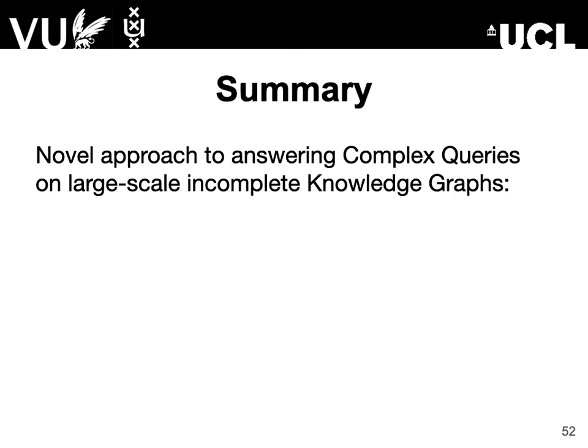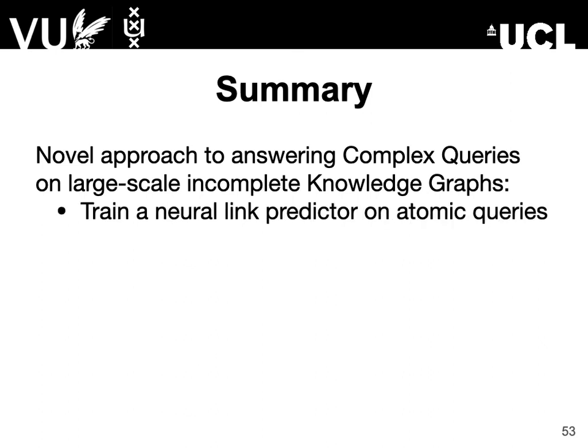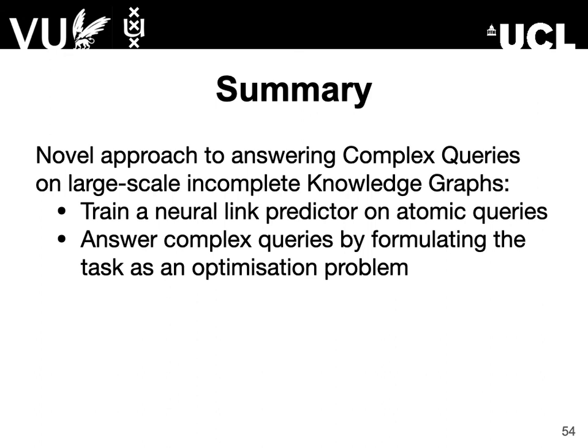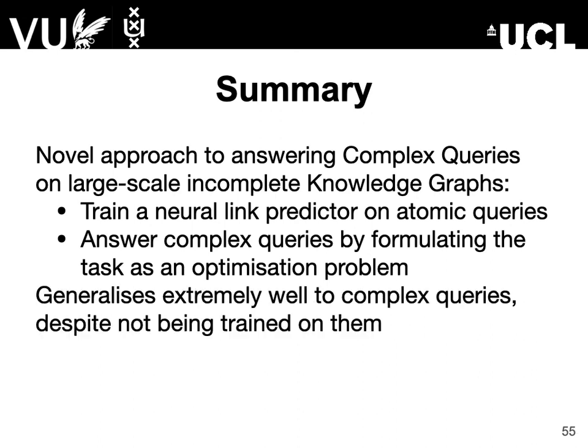So, to summarize, in this paper, we propose a new approach for answering complex queries on large scale and incomplete knowledge graphs. In our approach, we first train a neural link prediction model on the task of answering simple atomic queries. And then we cast the problem of answering complex queries as an optimization problem, where we need to find the mapping from variables to entities that maximizes the score of the complex query. And we show that our approach generalizes extremely well to complex queries, despite not having been trained on them in the first place.